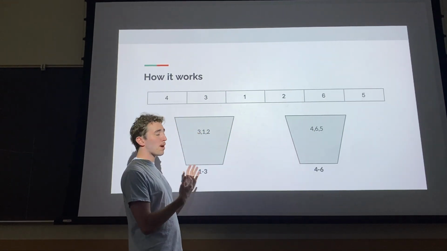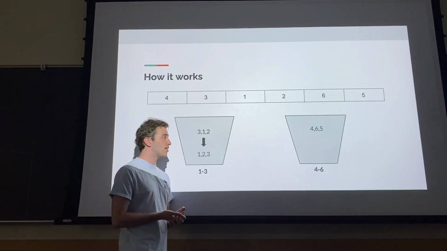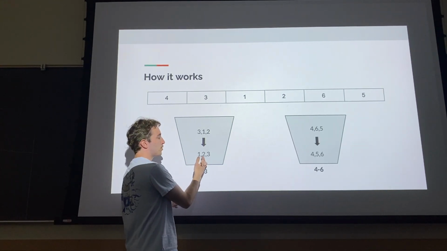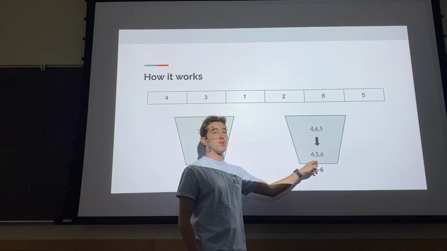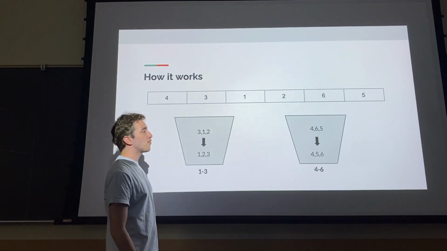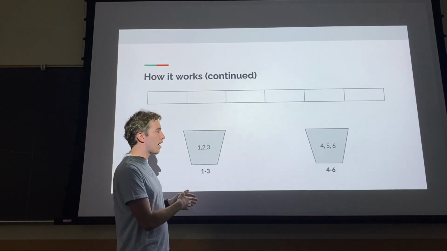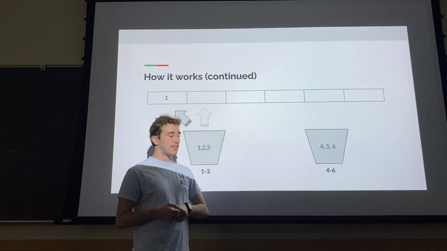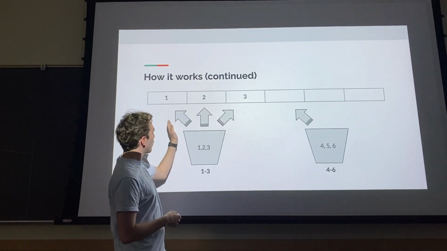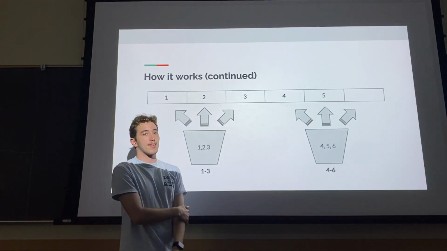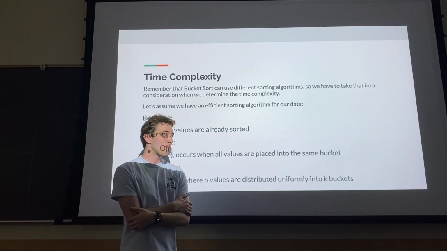Then we go bucket by bucket and use a different sorting algorithm to sort all of the values in each bucket. The first one becomes 1, 2, 3. The second one becomes 4, 5, and 6. And then after that, we can concatenate the two buckets and put them all into a new array, and that'll be our sorted data set. So here, again, 1, 2, 3, 4, 5, and 6 coming straight out of the buckets that we just sorted.